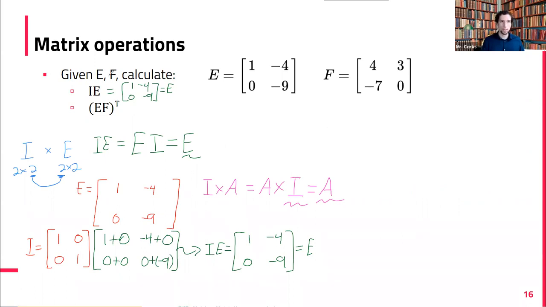Okay, let's do the other operation that we have here, E times F, and then the whole thing transposed. So you can do that right now. Try that on your own while I am writing out things here and getting this set up. And we'll see if we get the same result. So E times F, then transposed. Go ahead.